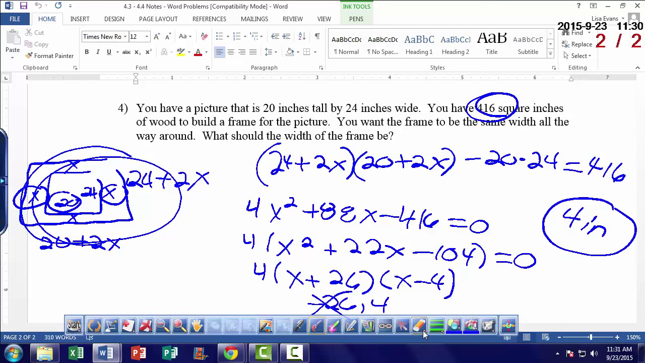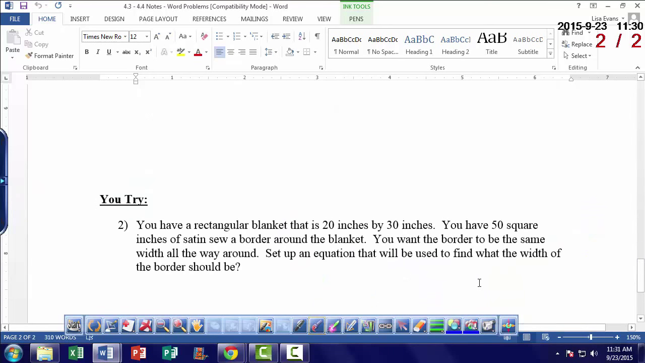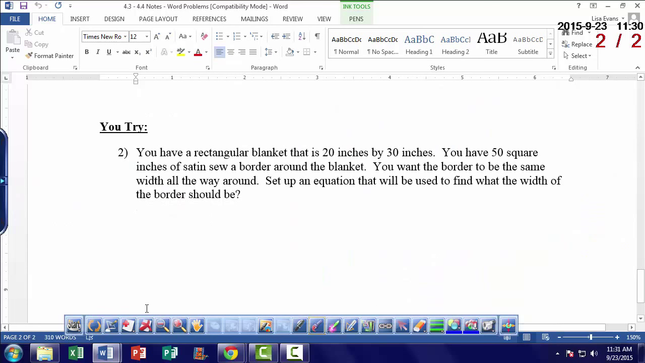Now, for the U-try, I want you to do the same thing you did on the front of the U-try. On the front page, I want you to go ahead and set up your equation. I want you to FOIL it out, and I want you to get it equal to 0. So 3 little things that you're doing on that problem.